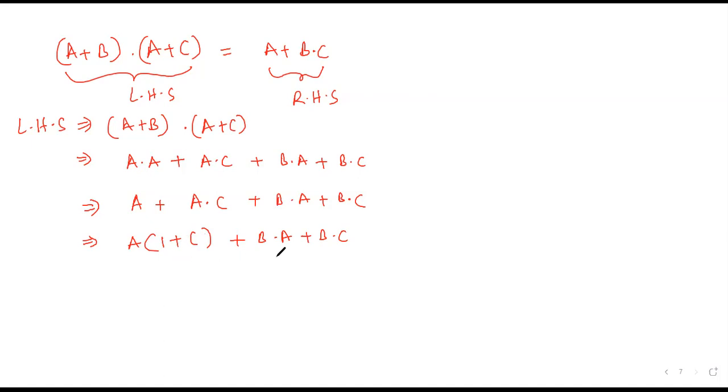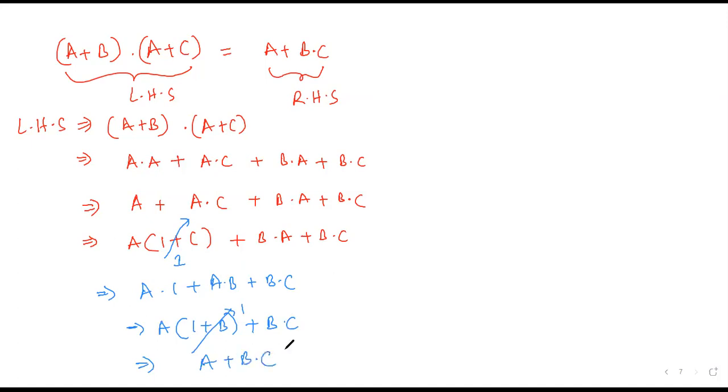So I am going step by step. One more step I will take. 1 plus C is equal to 1. So you will get A, again take common. B into A is nothing but A into B from associative law. So again take A common, 1 plus B, BC. 1 plus B is nothing but 1. So A into 1 is nothing but A. So you get A plus B.